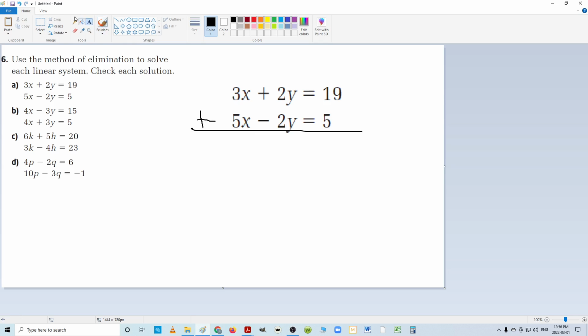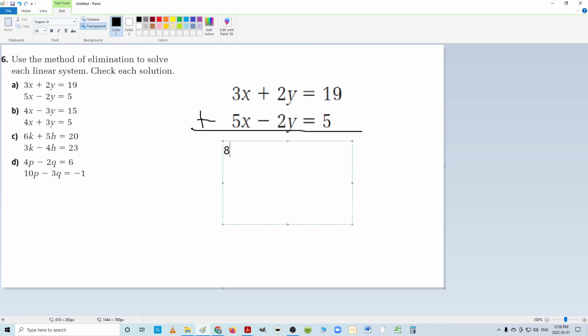Just try it. And you might say, well, how do you know to add? Because these have the same numbers but the opposite signs. And I always know that if I have 5 apples and I take away 5 apples, I have 0 apples. Let's just play along. What's 3x plus 5x? 8x. What is 2y plus minus 2y? Well, we have two opposite symbols there, which means it becomes a minus, and 2y minus 2y is always 0. So I got essentially plus 0, which is just nothing. And then finally, what's 19 plus 5? 24. Divide both sides by 8, and I get that.